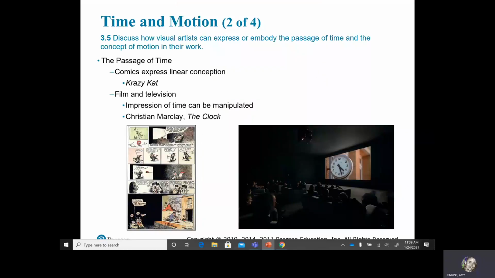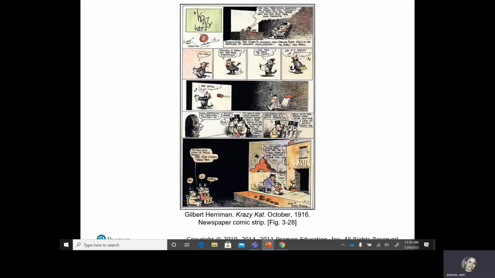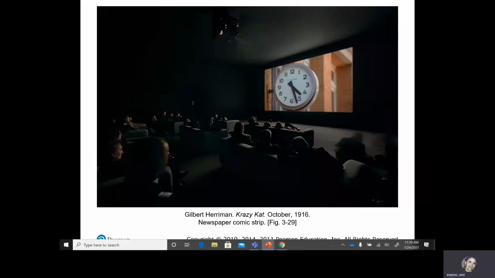The passage of time. The Crazy Cat comic expresses a linear conception. In film and television, the impression of time can be manipulated. Christian Marclay's The Clock on the right. A linear representation. Time can be manipulated in film.